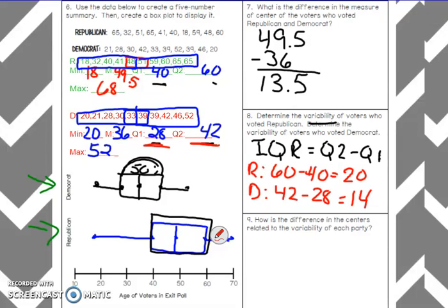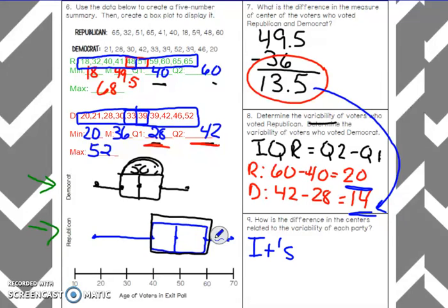So number 9 says, how is the difference in the centers related to the variability of each party? So when they say the difference of the centers, that was this number. How does it relate to the variability? That's these numbers right here. Okay, so 13.5 is our measure of center. What is it closer to? Is it closer to the Republican variability or the Democratic variability? Well, 13.5 is closer to 14. So that would be your answer. It's closer to the Democrats.